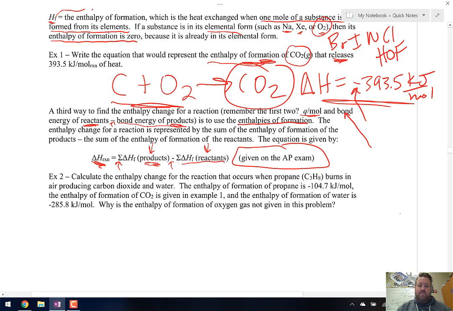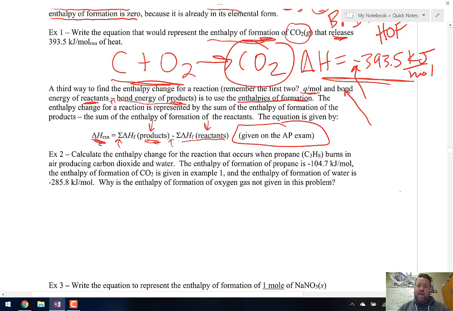Okay, and so we need to make sure we're clear that the bond energy reaction to find the enthalpy change is the only time that you use the bond energy of the reactants minus the bond energy of the products. Other than that, your reactions are going to look very similar to this. Okay, let's look at example number 2.